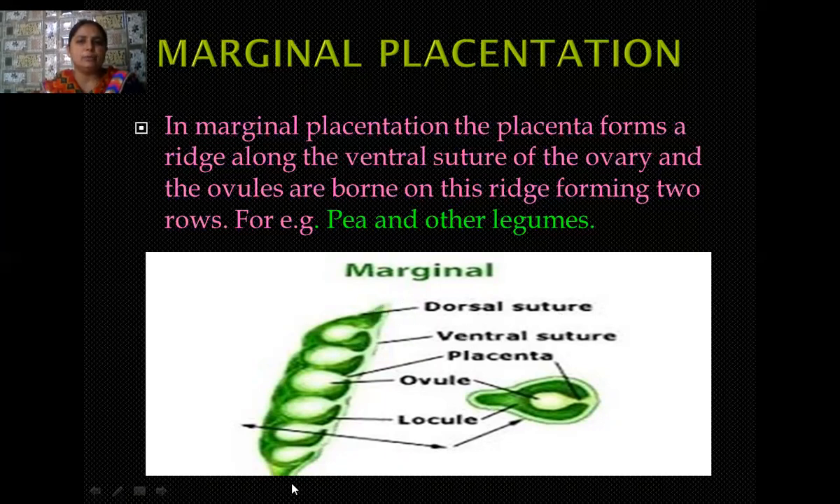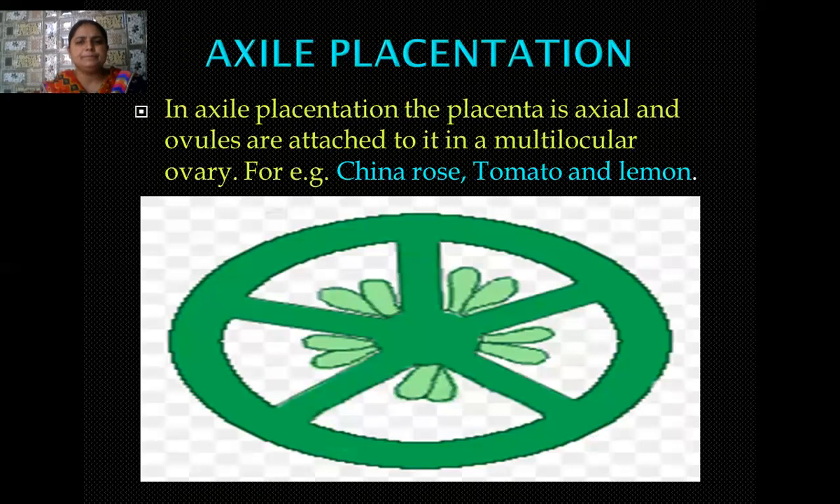Along the ventral suture of the ovary, what is present? Here the ovules are borne on the ridge. So many ovules, which are actually the seeds visible in that pod, are all arranged on the ridge of the ventral suture. The example is the pea plant or any kind of legumes. It may be pulses, rajma, or any kind of peas or grams. All of these come under this.